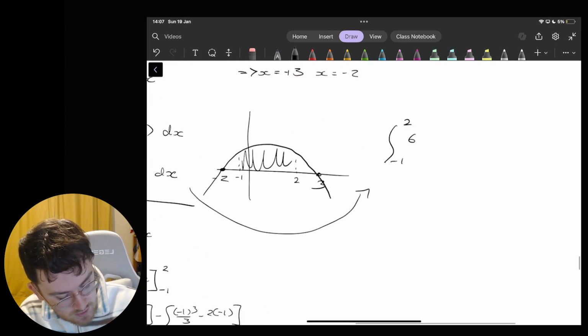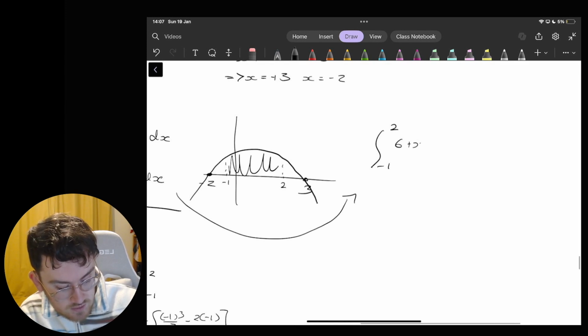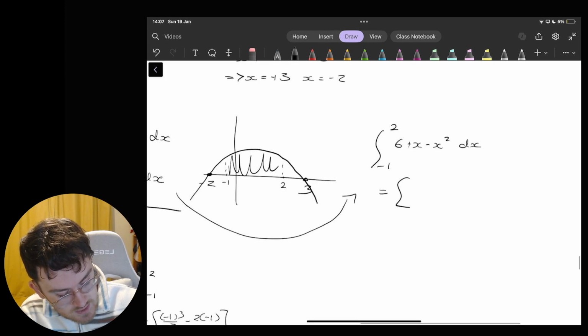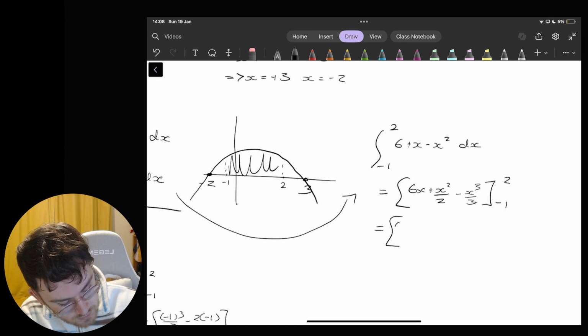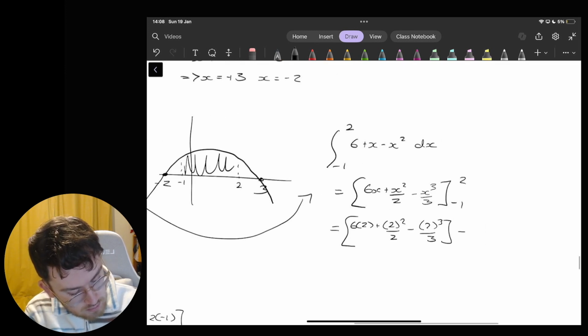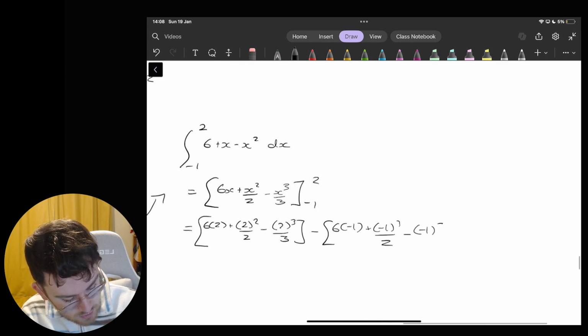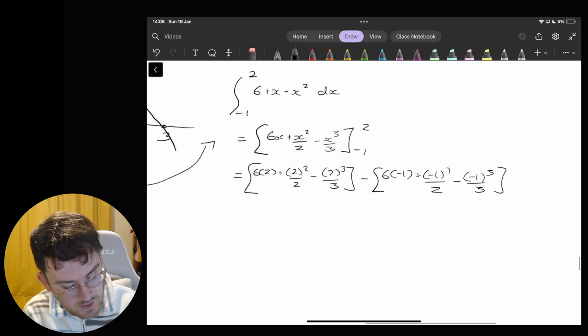So I know this is getting very complicated very quickly, and feel free to park it here. So let's integrate it and see, does it work? So 6x plus x squared over 2 minus x cubed over 3 between -1 and 2. So 6 times 2 plus 2 squared over 2 minus 2 cubed over 3 minus 6 times -1 plus -1 squared over 2 minus -1 cubed over 3. Okay, and let's put all this together.